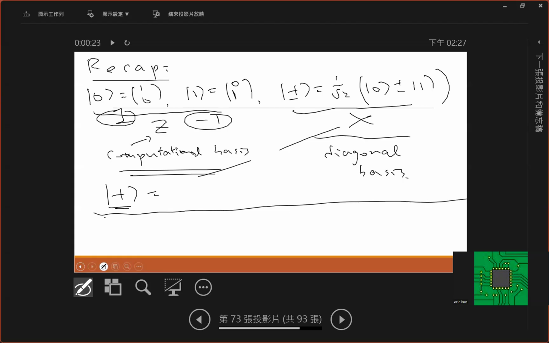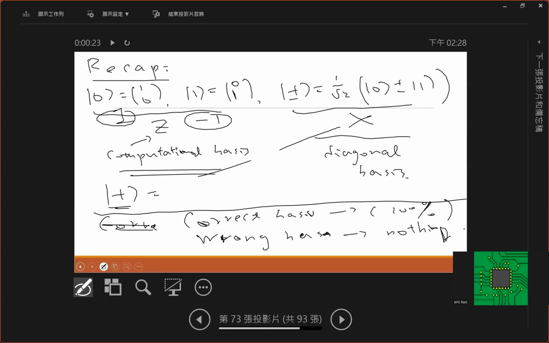So this is the power of quantum mechanics. If you use the correct basis, then you are good. You get correct 100%. And if you use the wrong basis, then you get nothing, right? Because you do the wrong basis, then you get 1 or minus 1 with half probability. Then it's the same as if you flip a coin. There's no extra information. Okay, good.